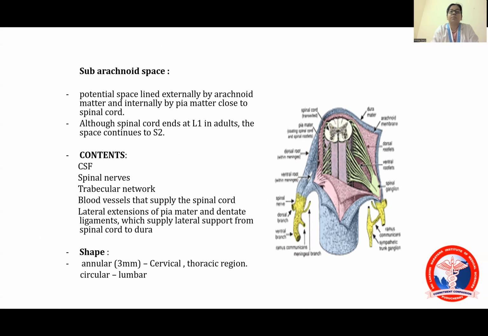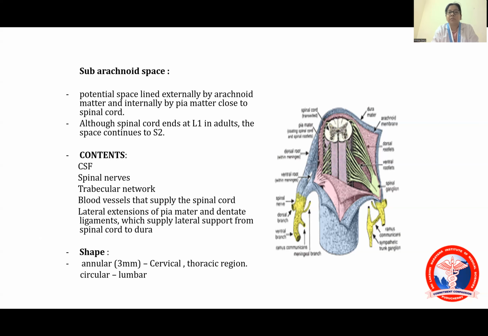Next is the subarachnoid space. This is the space which is lined externally by arachnoid mater and internally by pia mater close to the spinal cord. Although the spinal cord ends at L1 in adults, this space continues to S2. How? We will discuss this in embryology.